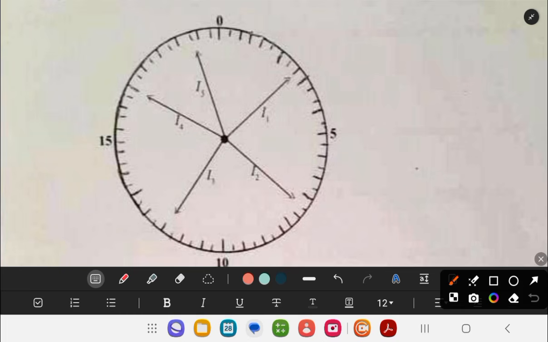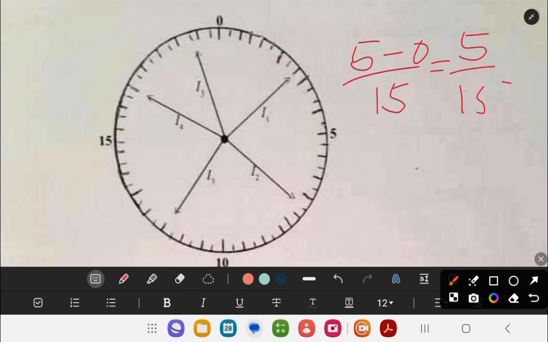using the formula or the strategy I used, you can pick any of them. You can just pick 10 and 15, or 5 and 0. So that's the biggest one, 5 minus 0 over 15. 5 over 15. When you do your division, we are going to get 0.333. The smallest dimension is 0.3. So let's see.